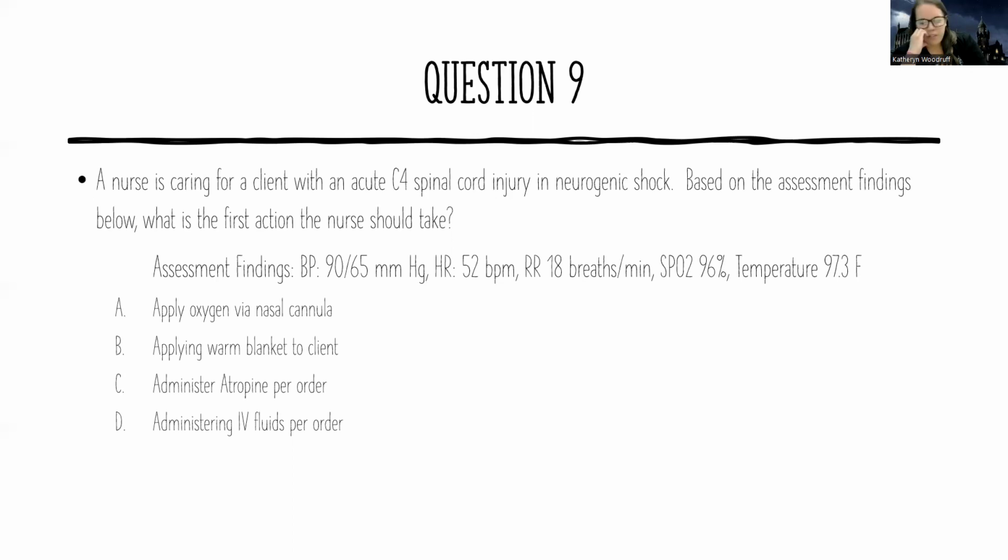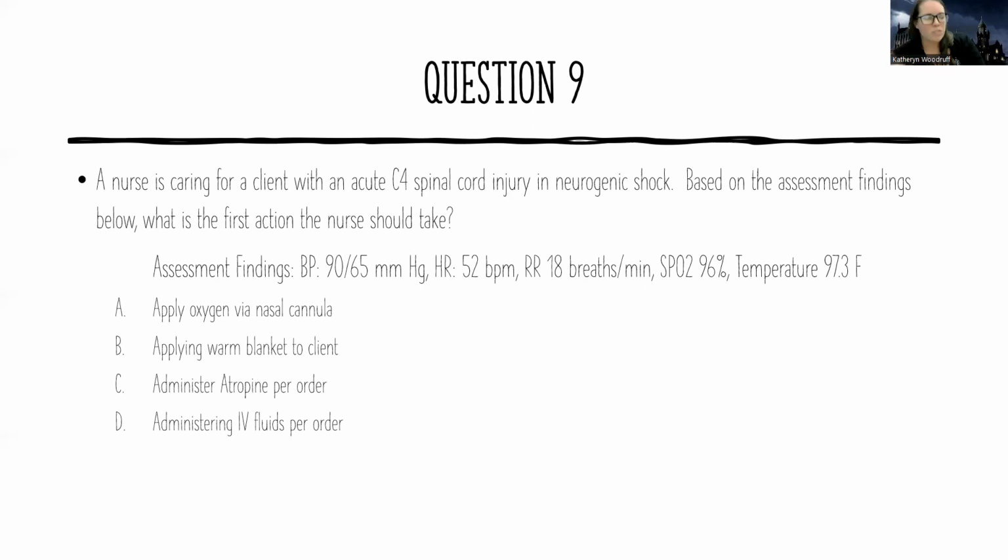Then administering IV fluids per order. So their blood pressure is low, so it sounds like it'd be good. So I would probably get down to between C and D. What's most important is these are both circulation things, increasing my heart rate or administering fluids. To answer this question correctly, I would have to have knowledge of neurogenic shock and know that this is a vasodilation type of shock, and fluids are not usually super helpful with these patients.